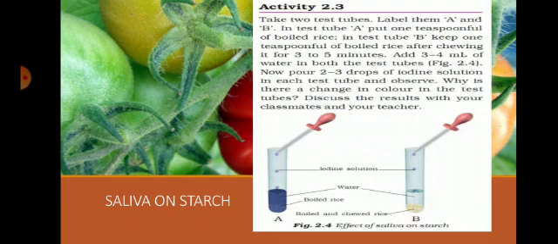Label them as A and B. Test tube A and B. Add 1 teaspoon of boiled rice in test tube A. Add to another test tube.